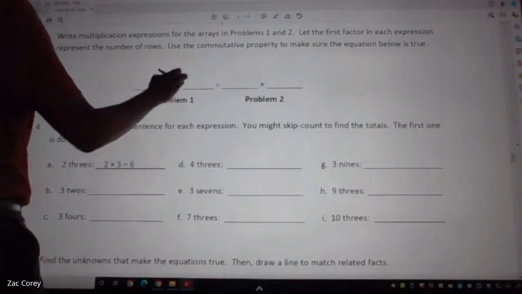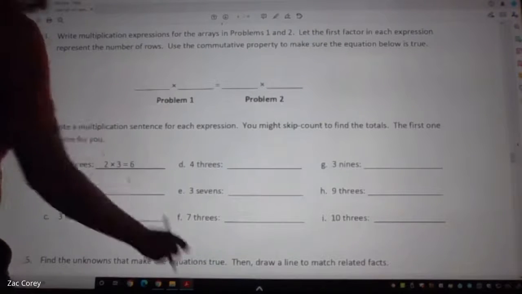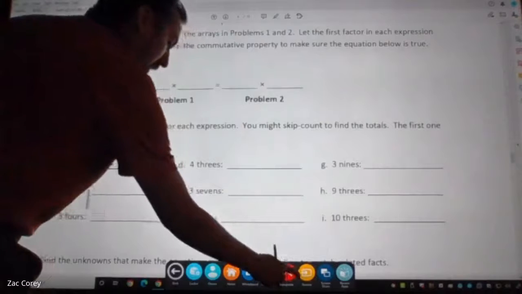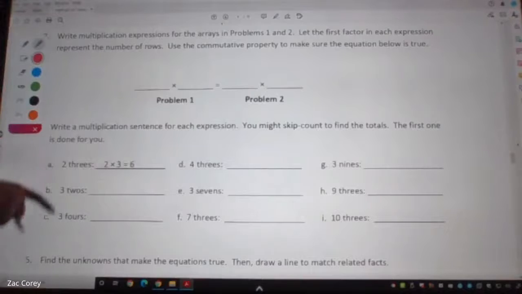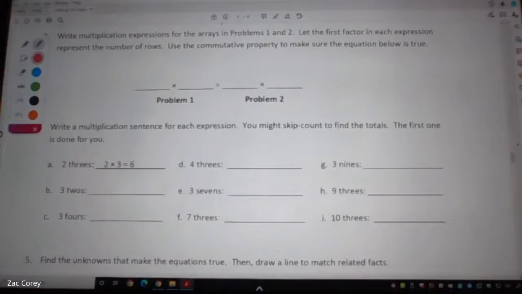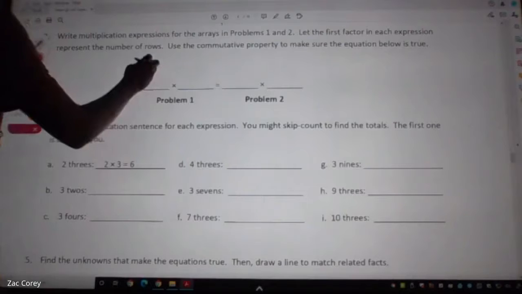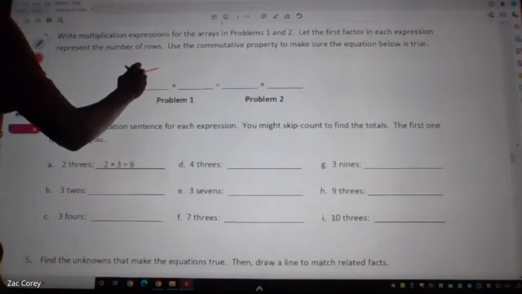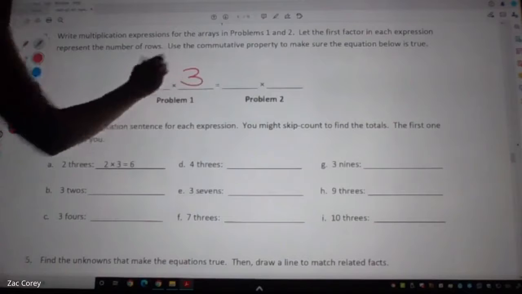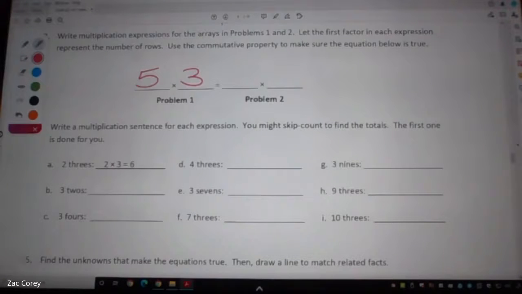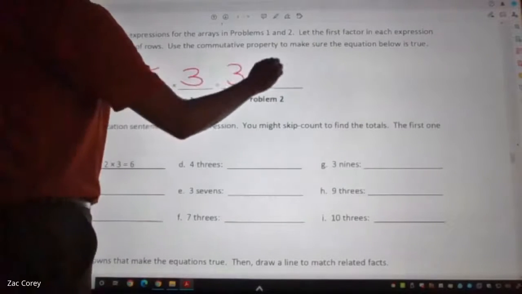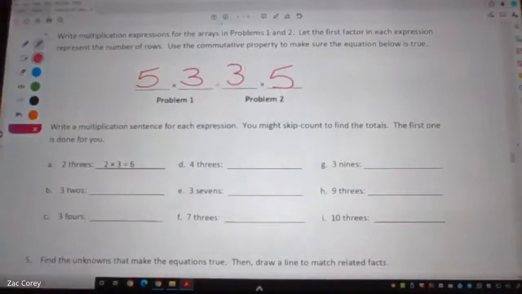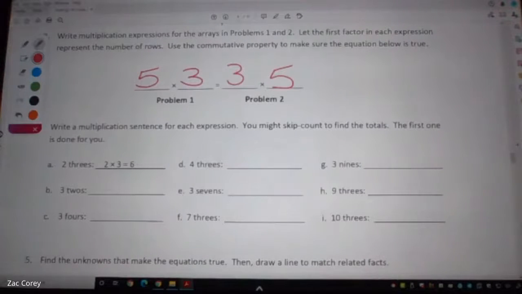On this one, we did 3s 5 times. So we had 5 rows, counted by 3s. The rows always come first. So we had 5 rows of 3, and then the other one, we had 3 rows of 5. If you do both of those multiplication problems, you get the same answer. Okay, let's do the next one.